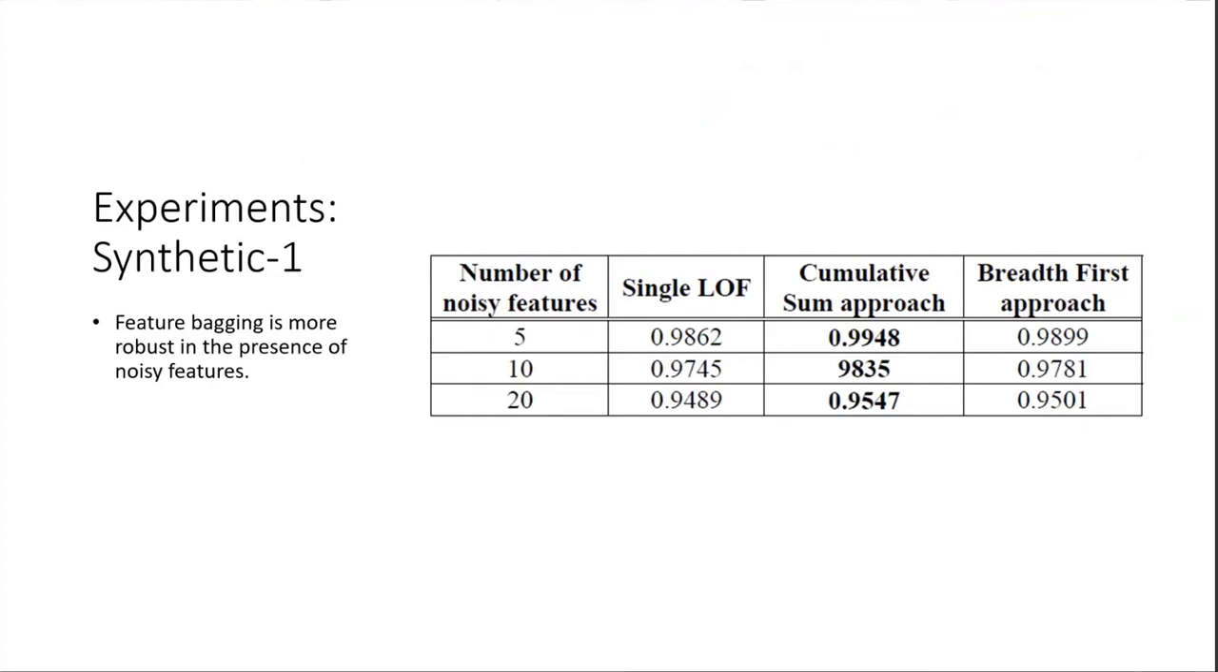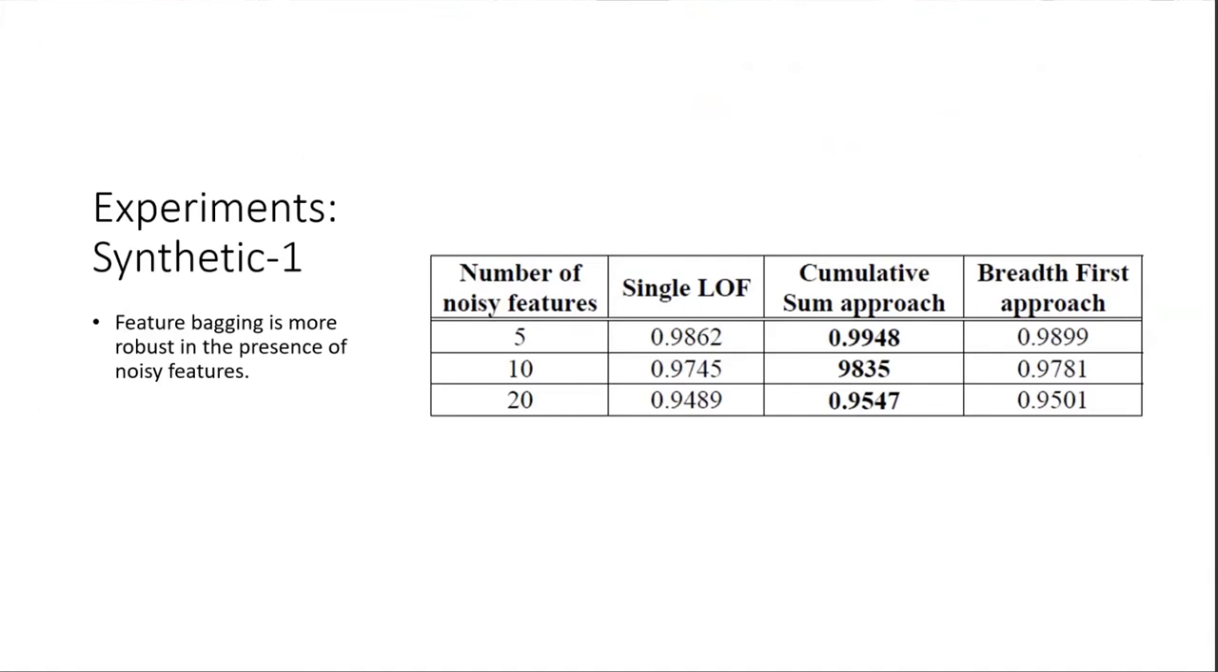Now, interestingly, we see here that the cumulative sum is better than the breadth first approach. One intuition is that the cumulative sum approach takes into account all the scores from the individual models that have been used to vote on whether this point is an outlier or not. Whereas the breadth first approach, every time it decides which points to put in a particular ranking, takes into account only one algorithm at a time. But as we have more noisy features, it's likely that for one of our subsamples, the results may not be good, as we may end up sampling only noisy features.